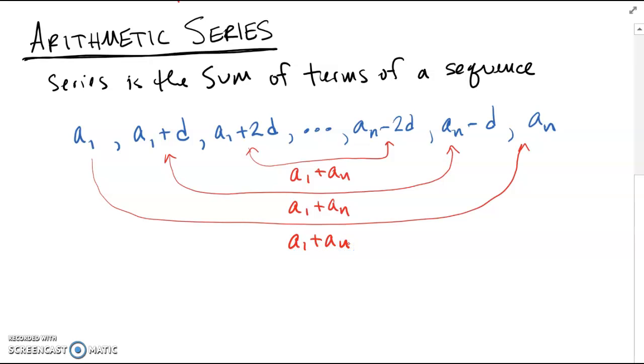All right, so now we've made pairs. So if I've made pairs, how many pairs are there? Well, if there are n terms in the sequence, then there are n over 2 pairs.